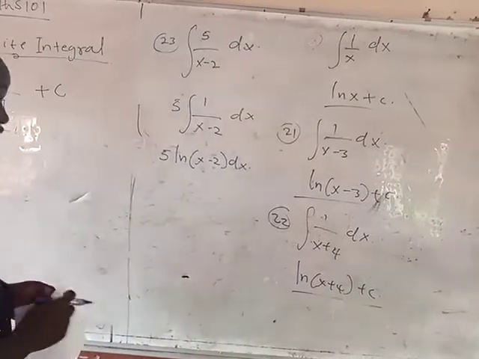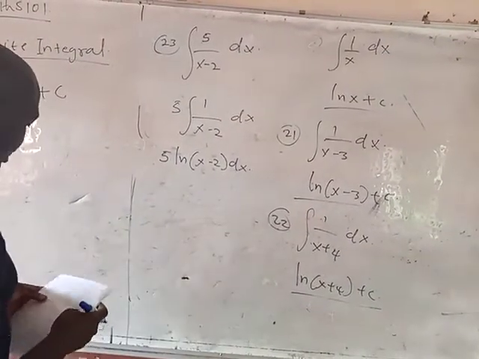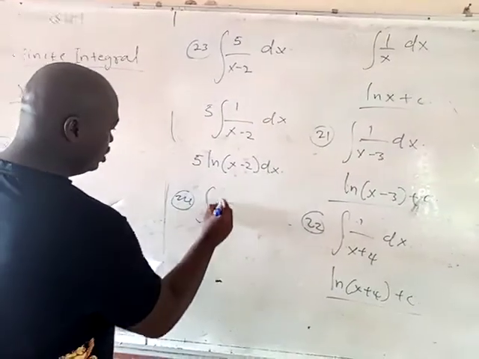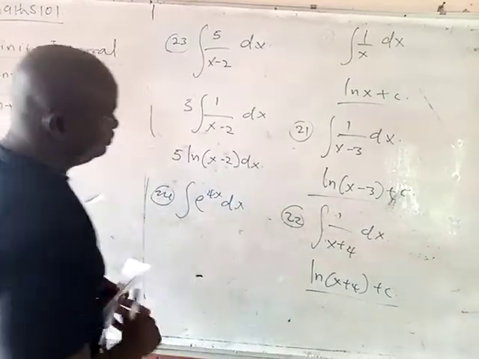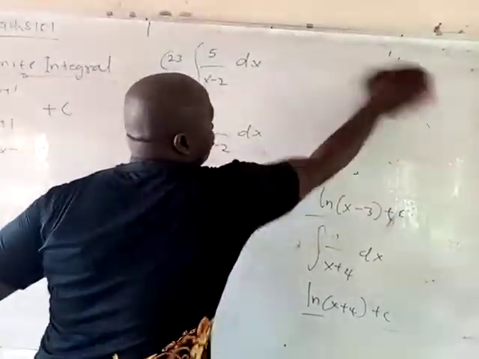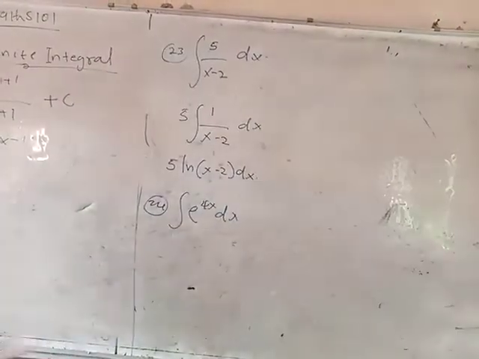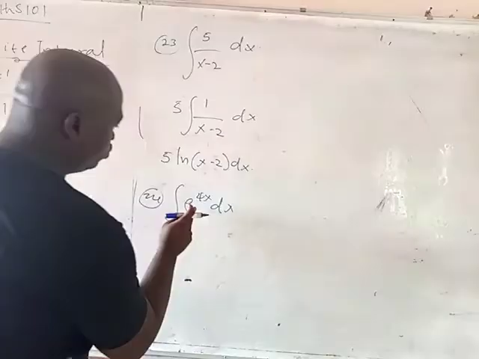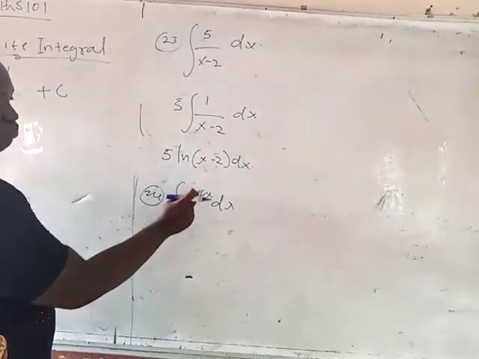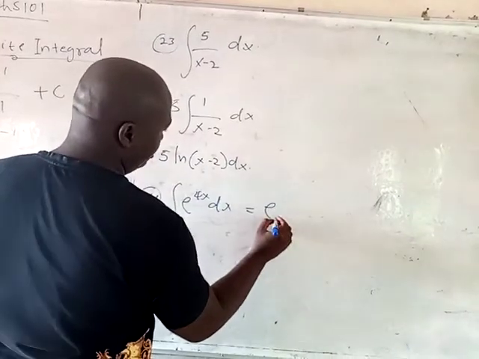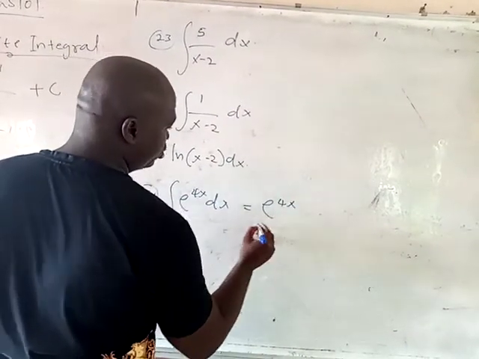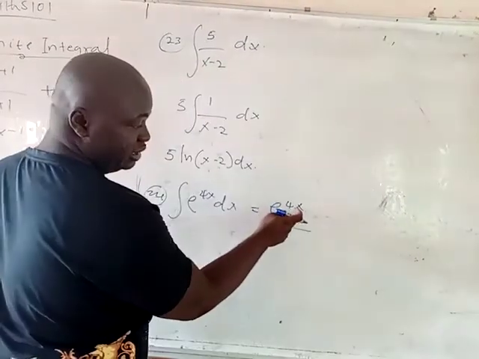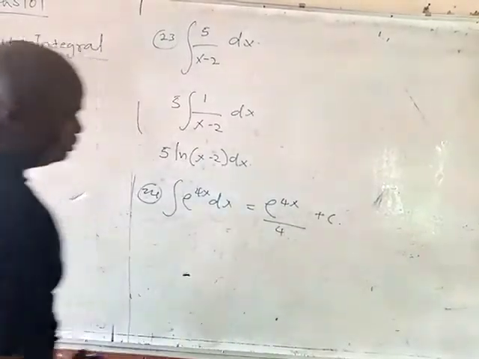Example number 24. Please note this rule is too powerful. What if you have e to the 4x dx, another powerful rule? What are you going to do if you have this value? All you have to do is bring back this 4, because if you integrate this, you still get e to the 4x. So you divide everything by the constant attached to the x, which is the coefficient of x, which is 4, plus c.